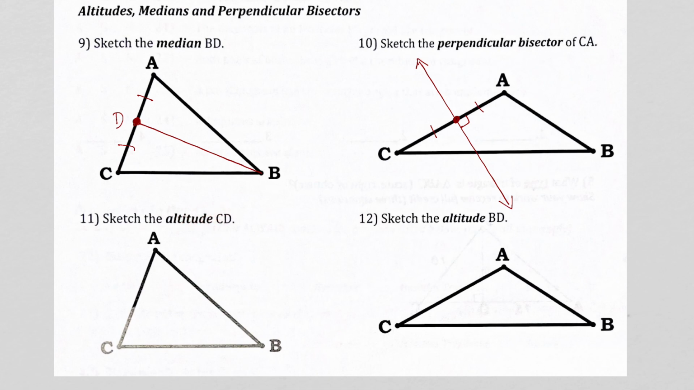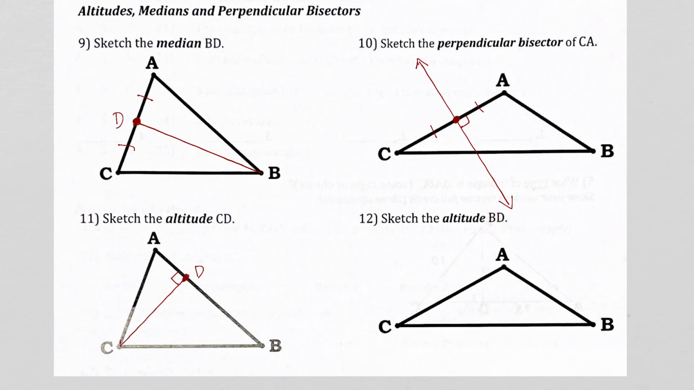Okay, the altitude CD. So we're coming from here and we're hitting this. We have to hit it at a right angle. So I'll just draw it, and I'll kind of guesstimate where the right angle would be. So something like this. But now I have to label this point D, and I have to do this to show that it's perpendicular. And that's the altitude.